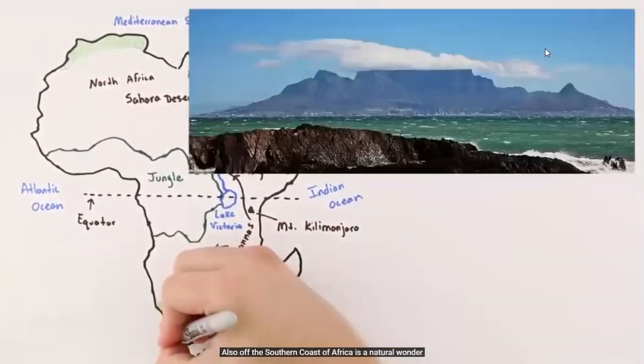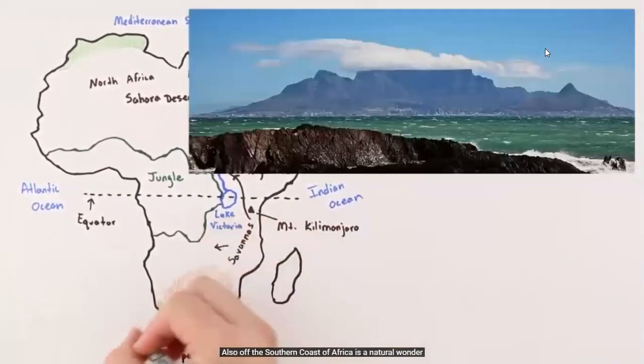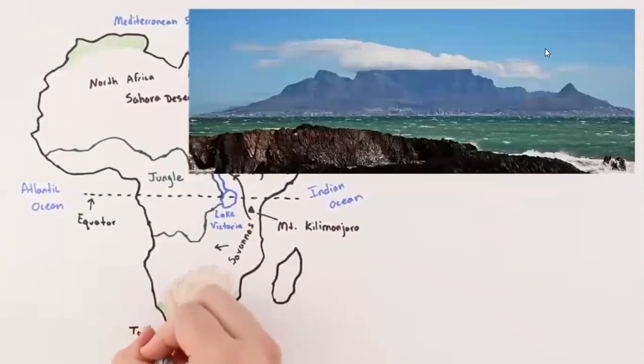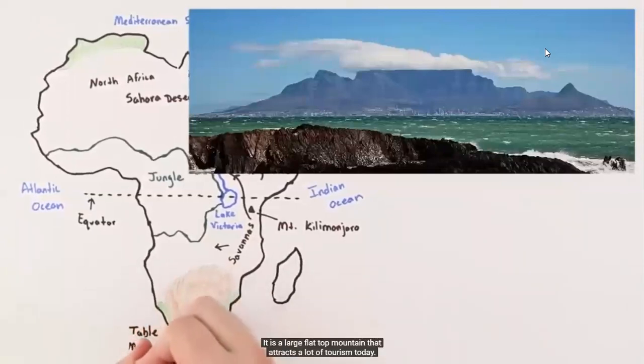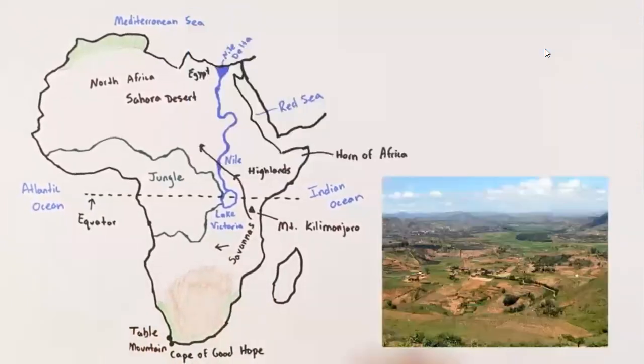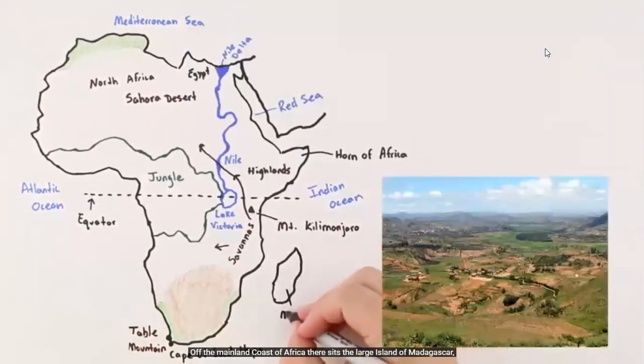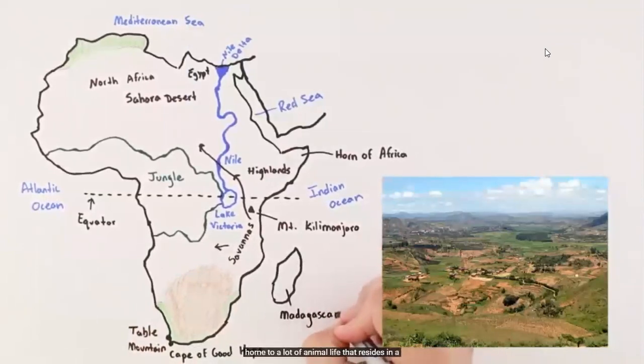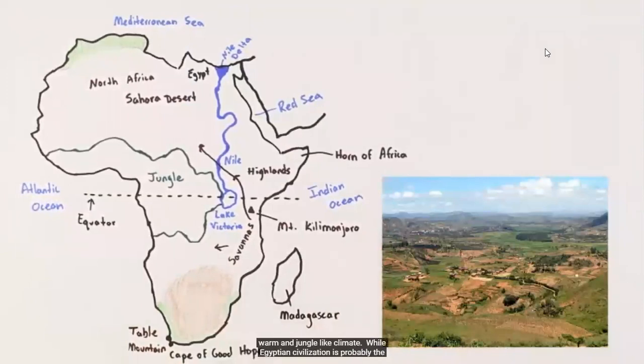Also off the southern coast of Africa is a natural wonder known as Table Mountain. It is a large, flat-topped mountain that attracts a lot of tourism today. Off the mainland coast of Africa, there sits the large island of Madagascar, home to a lot of animal life that resides in a warm and jungle-like climate.